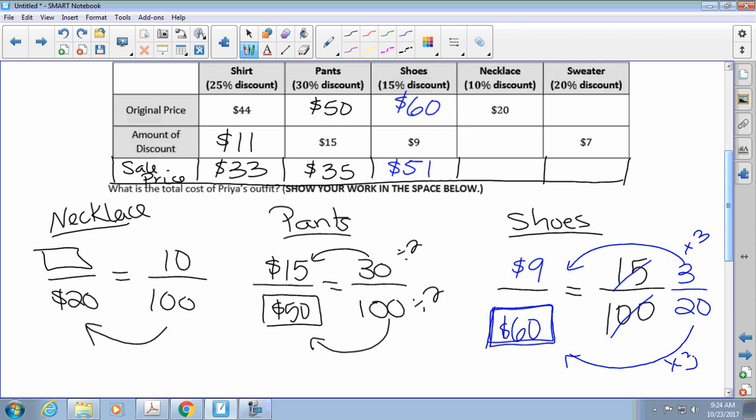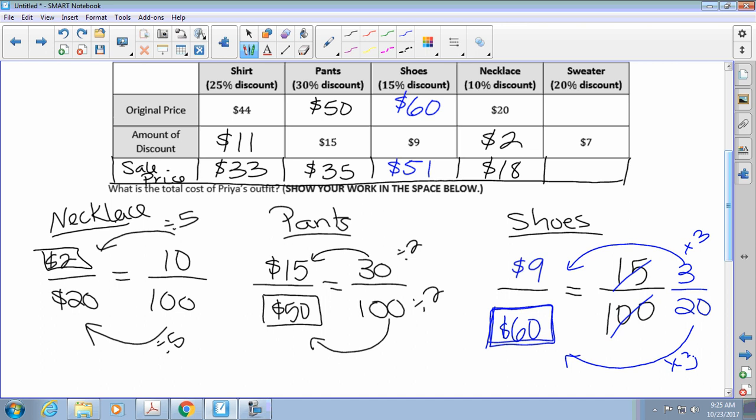100 to 20. What do I have to divide 100 by to get 20, Liz? Yep, divide by 5. 10 divided by 5 is? Very good, $2. So it's $20. We're going to save $2. What is our sale price, Timothy? $18. Very good, $18. So what did he do to get $18? What did he do to get $18, Jazz? He subtracted 20 from 2. Very good. Or 2 from 20, yeah.